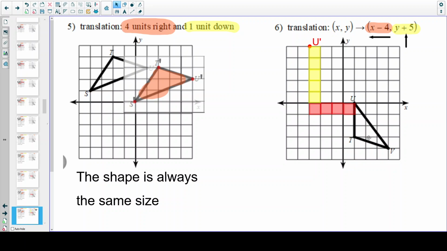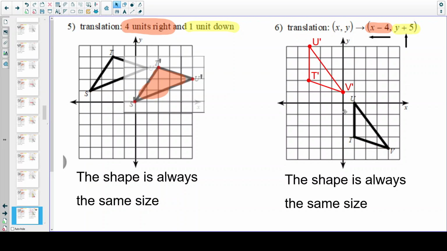Then come through and choose one of the other points that you haven't done yet and do the same thing. So let's use T, 4 to the left, and then up 5. Place your point, and then come back and do the last one, 4 to the left, and up 5. The last thing that you need to do is just connect all of the points together. Again, you can see that this triangle that we made is the same size that we started with. So this translation is going to do nothing about changing the size. It's just going to move something from one point to another point in a series of left, right, up, down movements.